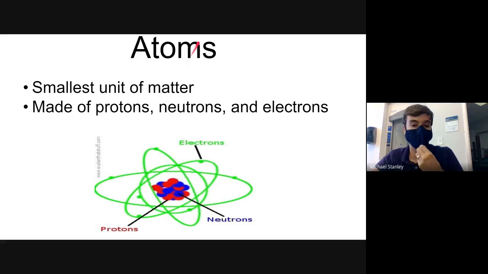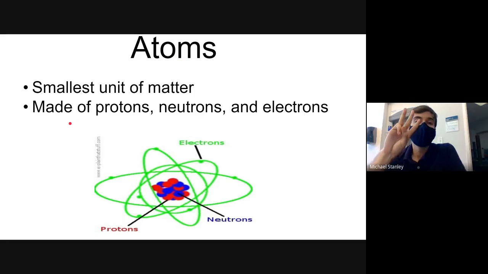Those particles are called atoms, and they are the smallest unit of matter. They're the smallest little individual building blocks that matter is made up of. So everything in the universe is built out of a different combination of atoms.